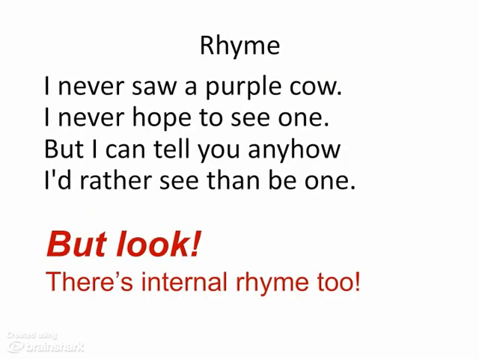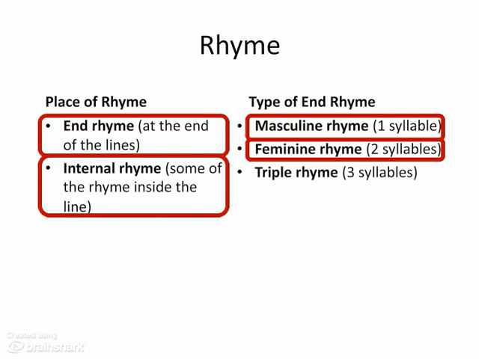Well, now that you've heard the poem a number of times, you probably realize that there is also internal rhyme as well. In the last line, the words see and be rhyme. So that's internal rhyme. To sum up at this point, our poem has masculine end rhyme, feminine end rhyme, and also internal rhyme.